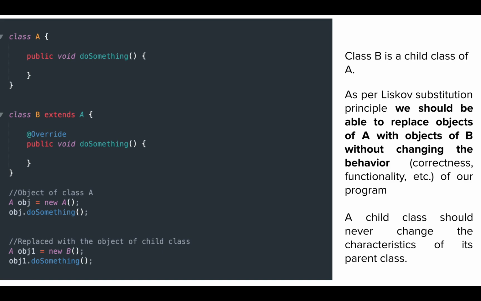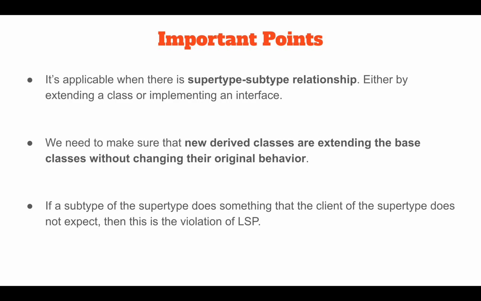Before writing code, let's discuss some important points regarding this principle. The first point is that it's applicable when there is a supertype-subtype relationship, either by extending a class or implementing an interface. So either we are extending a base class or we are implementing an interface. This principle is only applicable when there is a supertype and subtype relationship, right? The next point is that we need to make sure that new derived classes extend the base classes without changing their original behavior, which we have discussed. That is how changing the behavior violates this principle.